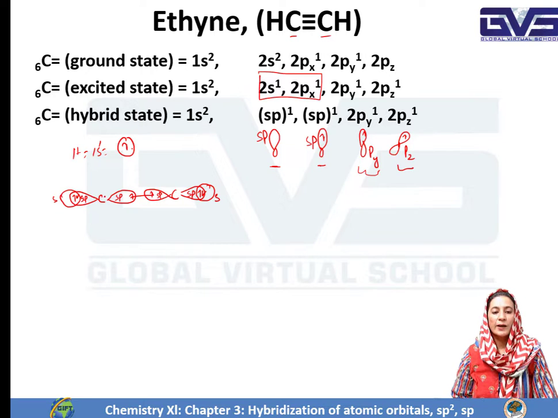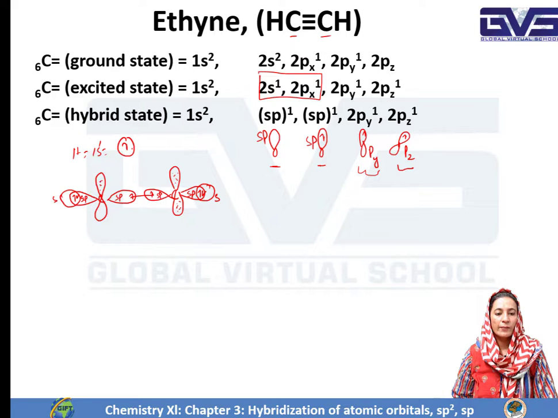These two are unhybridized and they will be drawn as they are, like this is py. I am filling this with dots just to distinguish pz and py, and they also have 1 electron in each, and the other one is pz.